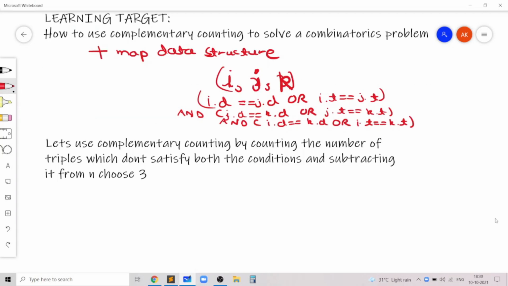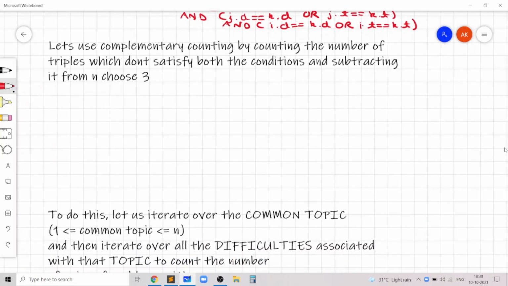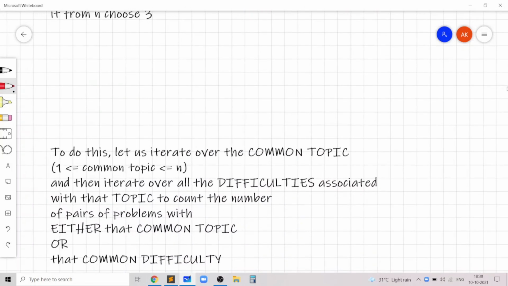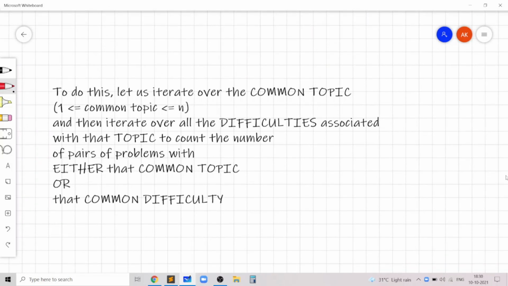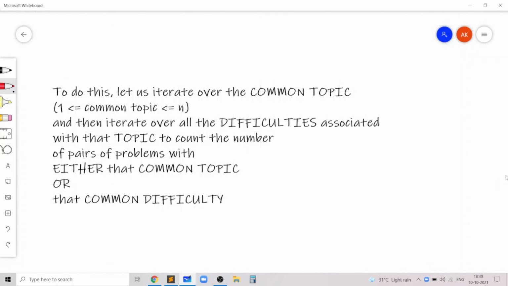Now to find the number of such triples i comma j comma k, we can use the following algorithm. To state the algorithm in one step, we are basically iterating over all the common topics and then iterating over all the difficulties associated with that topic to count the number of pairs of problems with either that common topic or that common difficulty. That's the algorithm in one line, and now I'll be explaining what exactly we are doing.